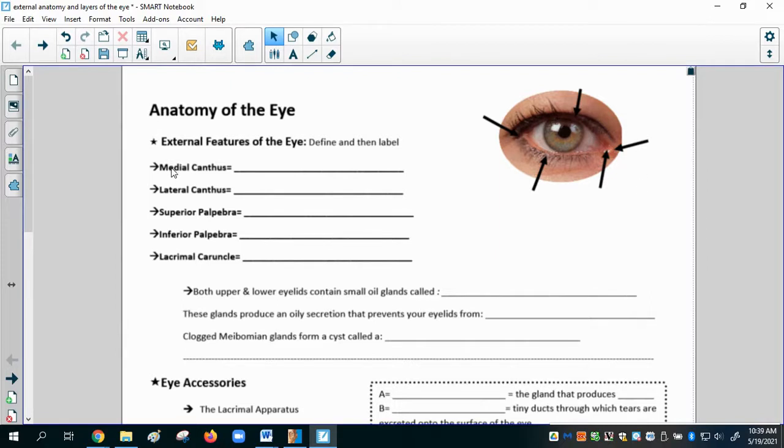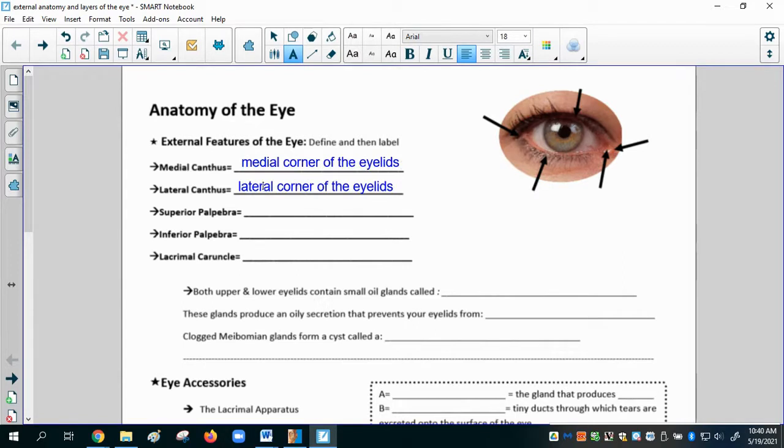So you'll notice in the list of words we have something called a canthus, something called a palpebra, and then something called a caruncle. So the canthus is a corner of the eyelid where the upper lid and the lower lid meet. And so we have a medial canthus and a lateral canthus. The definition for both of those will be the medial corner of the eyelids and the lateral canthus will be the lateral corner.